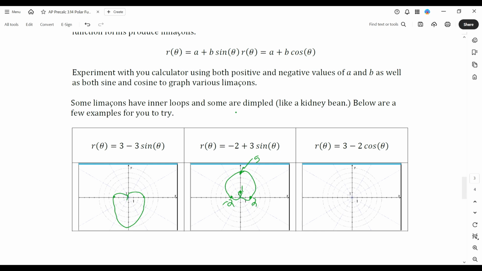If I change that to a -3, this would be a cardioid, and the point would be at 3 and not -2. So why don't you give the third one a go? I'm going to do it as well, and then we'll check our answers.